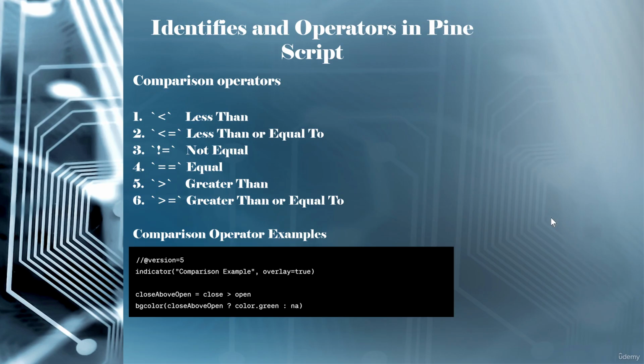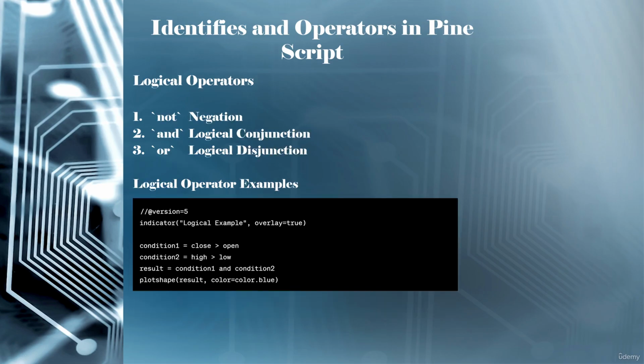Next, let's review the logical operators. Logical operators help in building logical conditions. There are three logical operators in Pine script. First, negation. Second, logical conjunction. And third, logical disjunction. Let's review an example of how it's used.